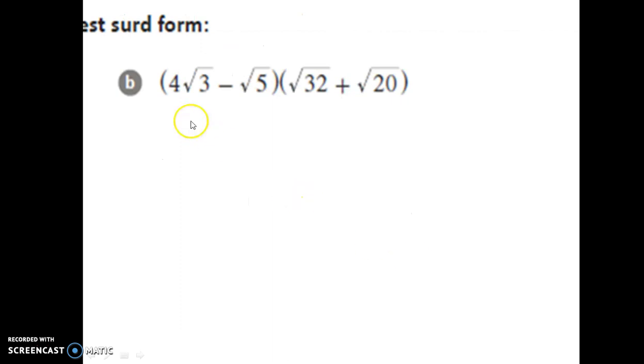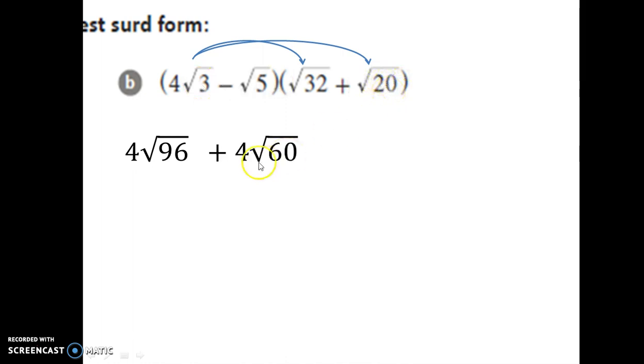Let's look at B from number 2 as well. Let's do binomial times binomial again. So that times that, you'll have a 4 on the outside, and then a root 3 times root 32. It'll be 3 times 32. It's 96, root of 96. Next, you'll multiply this one times this one. So you'll have a 4 in front, and then a root 3 times root 20 is root 60. Next, you'll do this times this.